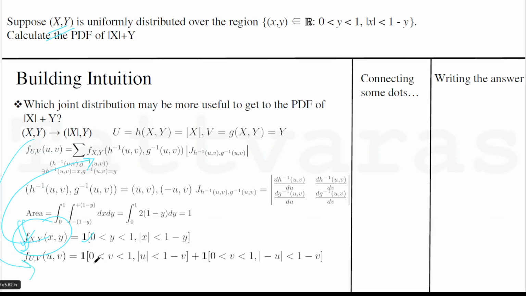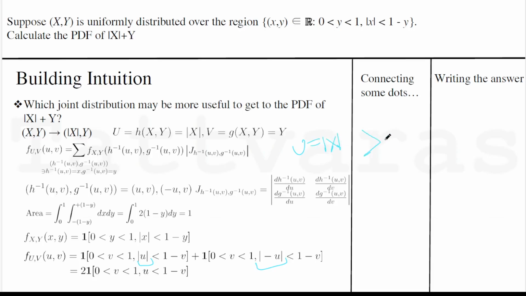As this sum of two indicators, because the original joint distribution is one indicator. And we can see that these two indicators are sort of addable, if that's the word, as well, because we see here it's mod u, we see here it's minus mod u, but because the transformation u equals mod x can only take positive values, that's why we can just write mod u and mod of minus u as u itself.